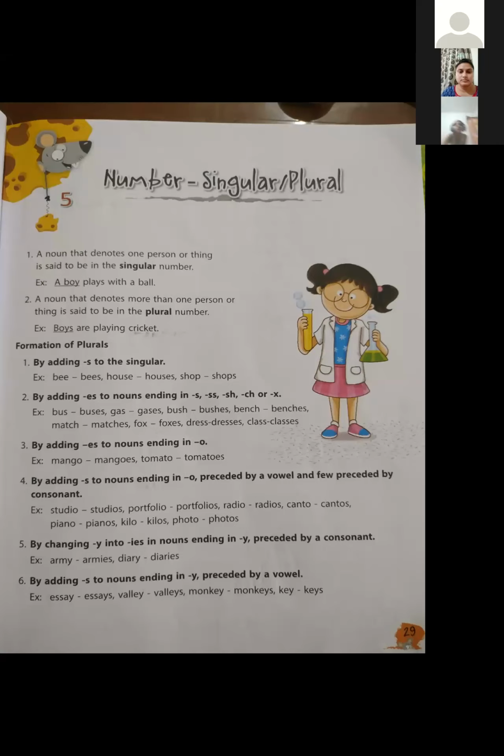And in the second sentence, you can see a noun that denotes more than one person or thing is said to be in plural number. Okay. So in the first sentence, it was a boy, and in the second sentence, now it is boys. And helping verbs also change. Boys are. We will not use boys is. For singular, we use is, and for plurals, we use are.